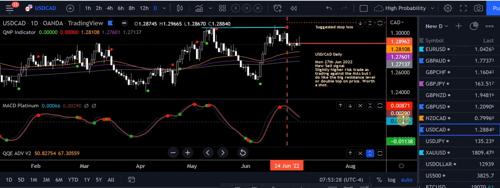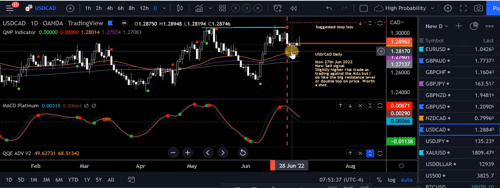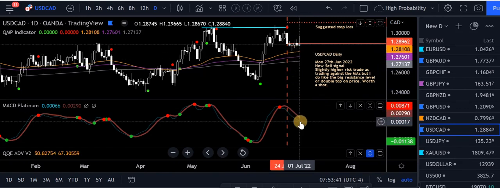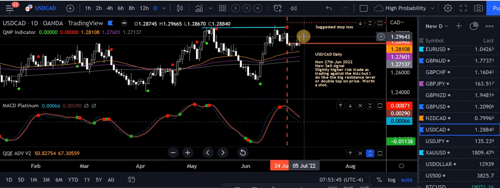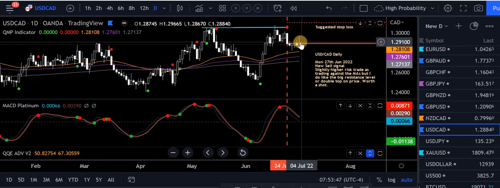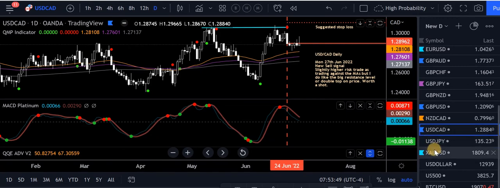USD CAD, we're in a sell, going nowhere fast. It's a higher risk trade. You can read the notes there. MACD Platinum still above the zero level, so we really need for this to come down towards the MAs, and possibly the MACD go to the zero level. Then I'll look at closing half and tighten the stop right up. But at the moment, it's not looking that good.